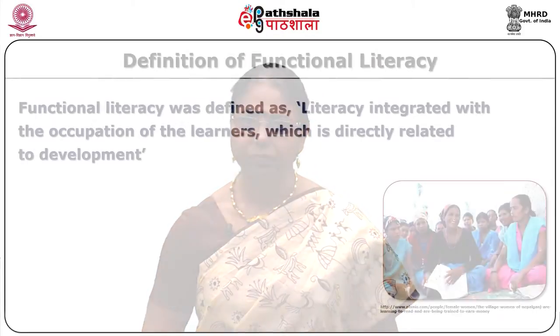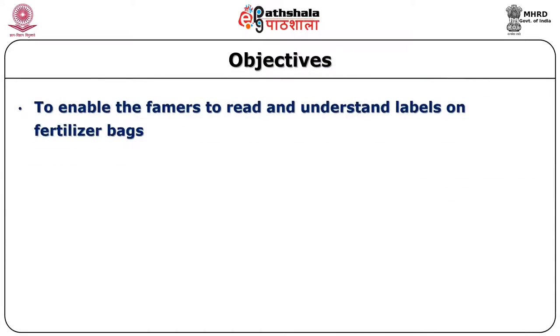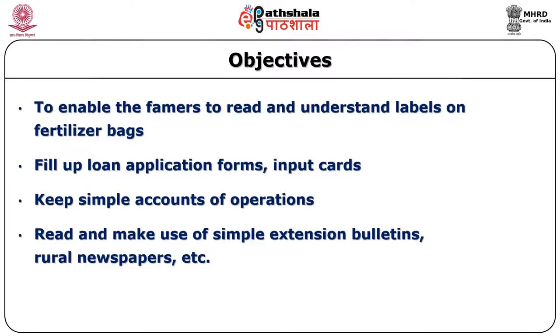Let us see how functional literacy was defined in India. Functional literacy was defined as literacy integrated with the occupation of the learners, which is directly related to development. In India, the program on functional literacy was implemented, which is popularly known as the Farmers Functional Literacy Program. The objectives of this program include to enable the farmers to read and understand labels on fertilizer bags, fill up loan application forms, input cards, keep simple accounts of operations, read and make use of simple extension bulletins, rural newspapers, etc.